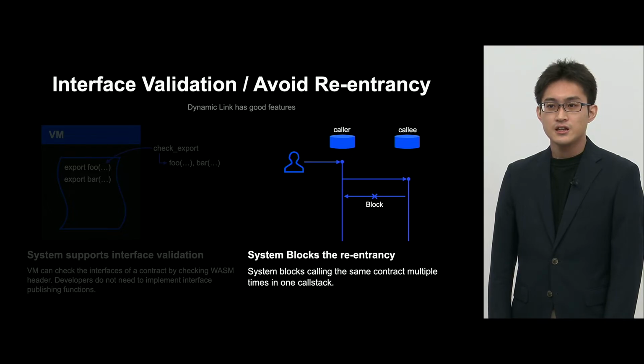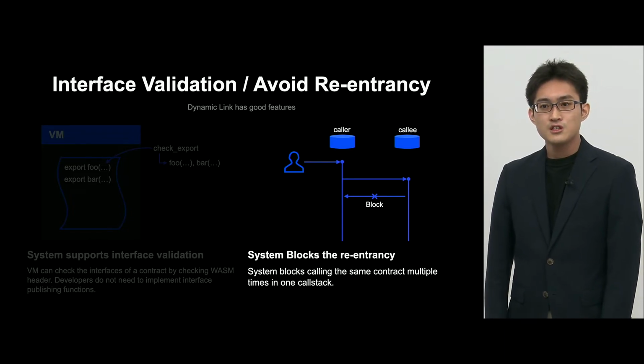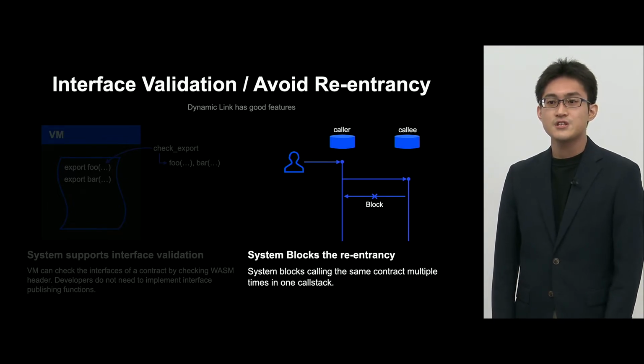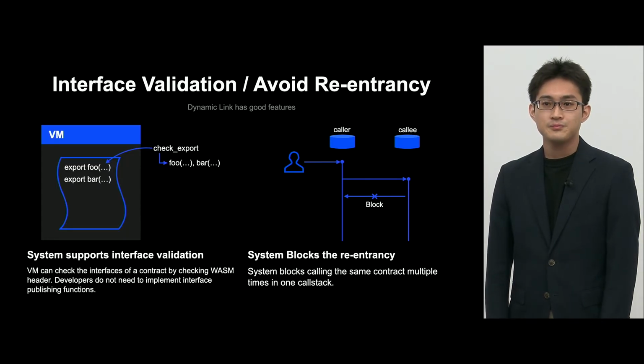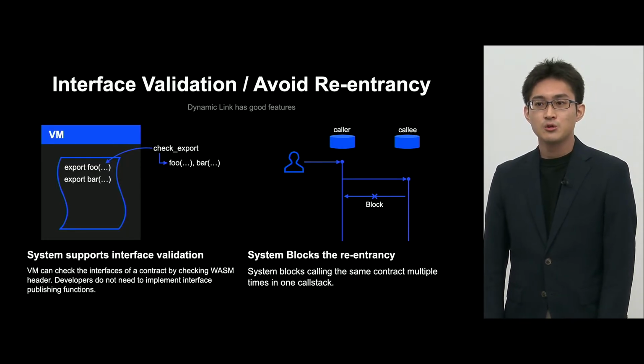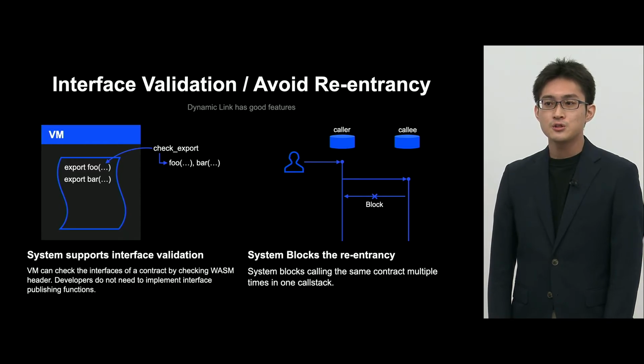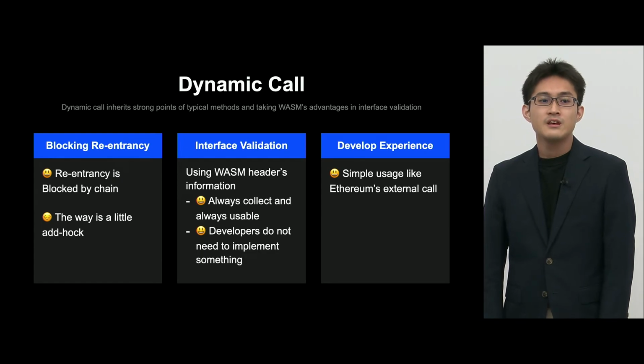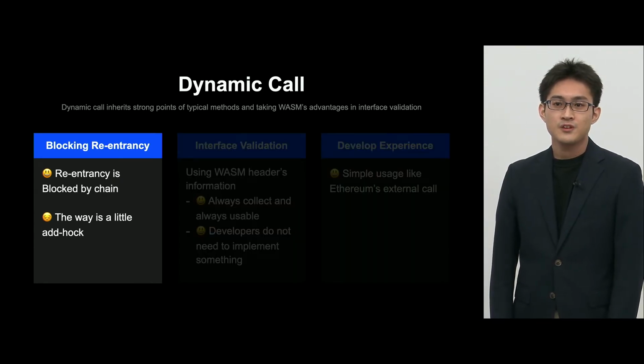Now, next about reentrancy. By checking the call stack, we can block the execution of this twice. This is an ad hoc limitation, but the chain prevents the reentrancy, and this is a good feature as a result. In the dynamic link, we realize the desirable characteristic of the contract interaction.